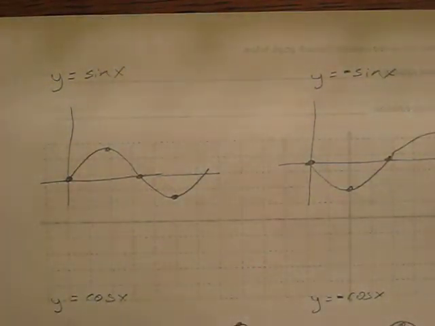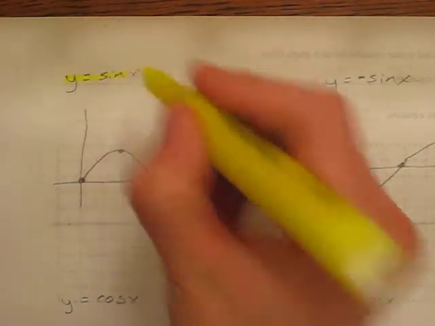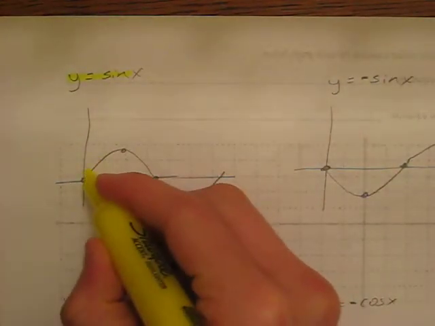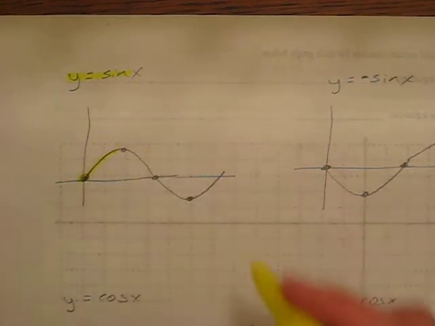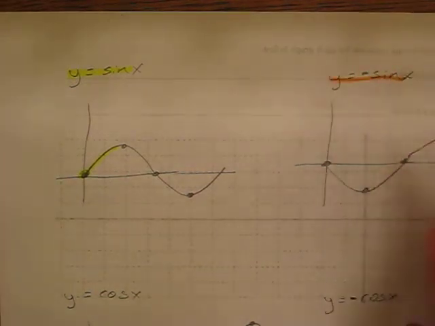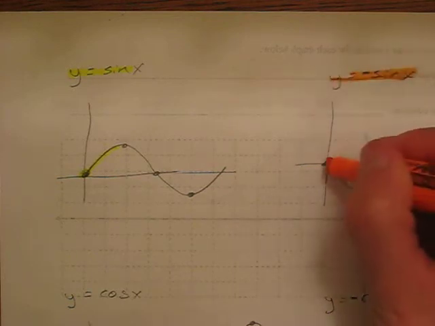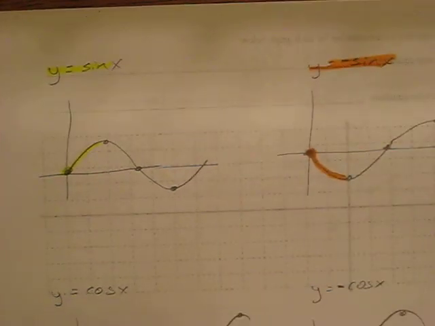To review graphing really quickly, if you remember, the graph of positive sine of x starts at the origin and then increases to a maximum. The graph of negative sine of x starts at the origin, just like sine of x, but this graph starts by decreasing to a minimum. Those graphs are going to be yellow and orange.